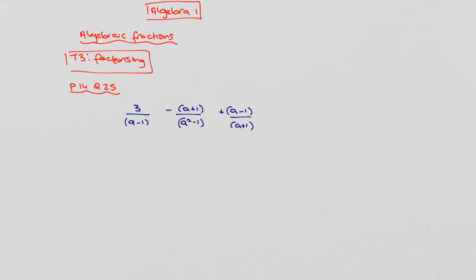So if we look at the denominator there, we can see we have a squared minus 1 is equal to a plus 1, a minus 1. And therefore, if I sub that in there, we end up with 3 over a minus 1 minus a plus 1 over a plus 1 by a minus 1 plus a minus 1 all over a plus 1.